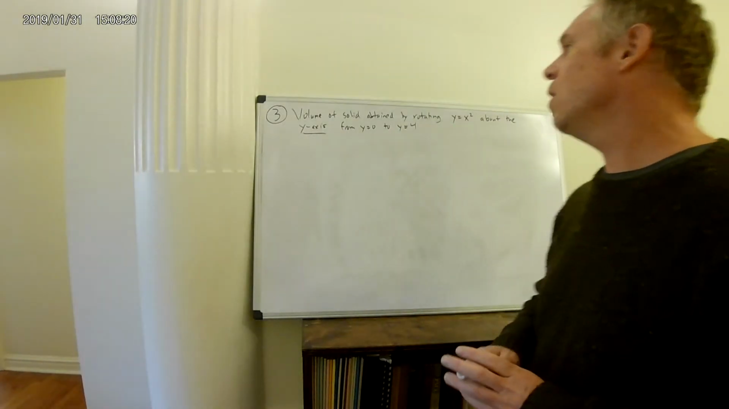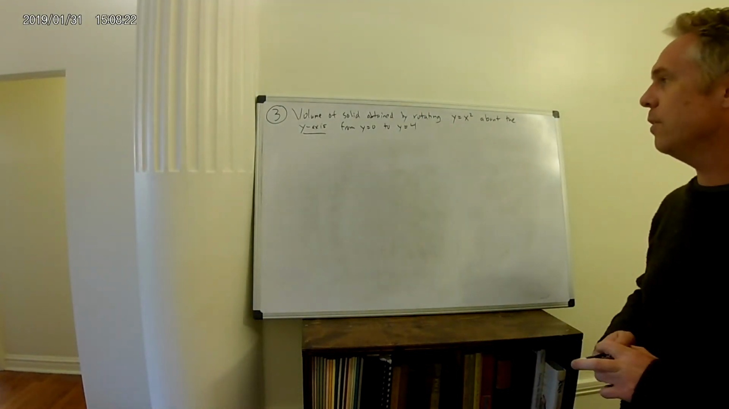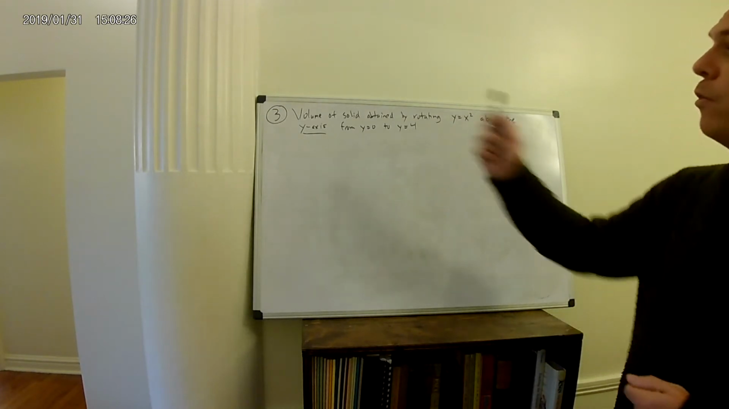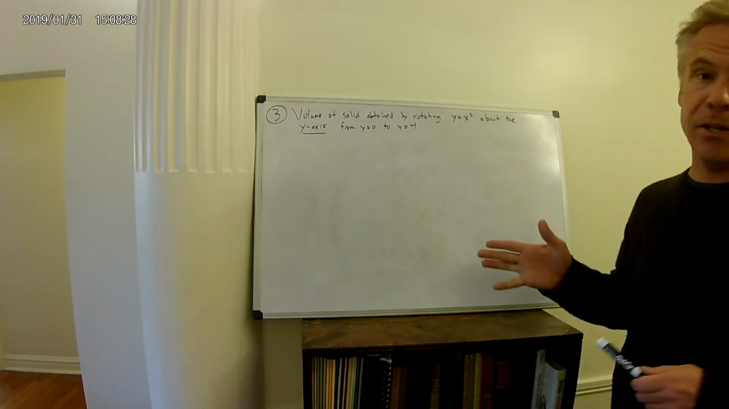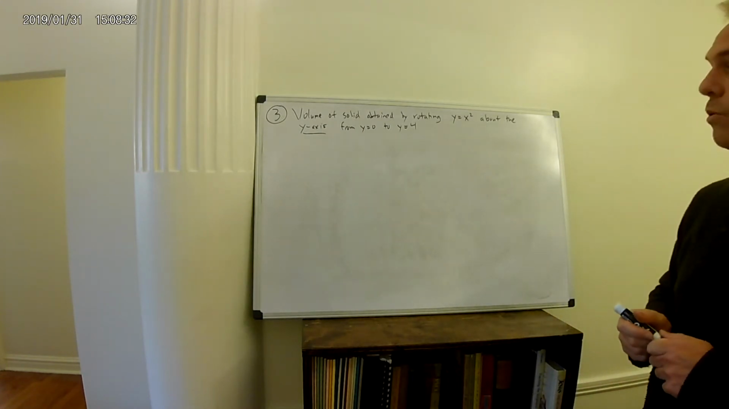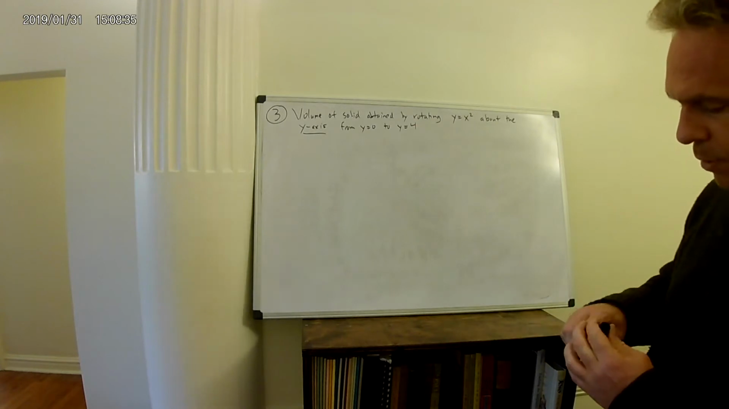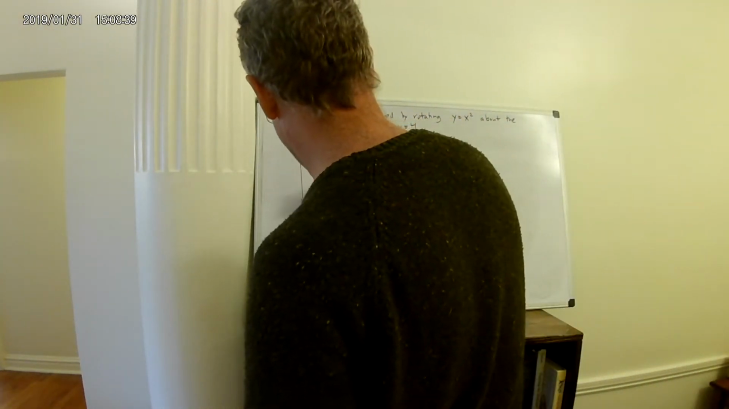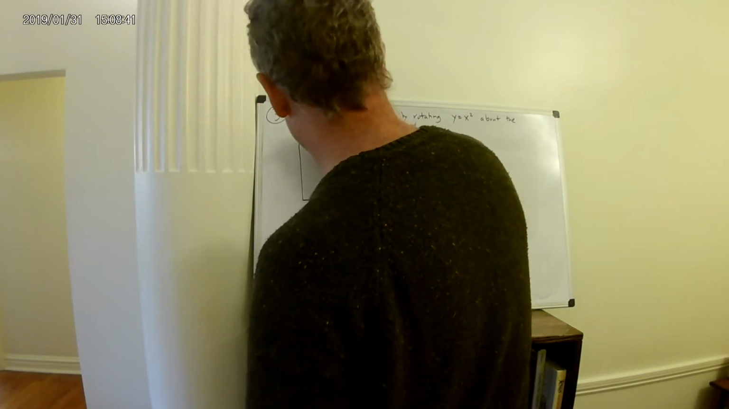In this example, we want to calculate the volume of a solid obtained by rotating the curve y equals x squared about the y-axis. Okay, not about the x-axis anymore, about the y-axis from y equals 0 to y equals 4. So again, the first step in this problem is to make a graph. I'm going to do that here. So here's our graph.